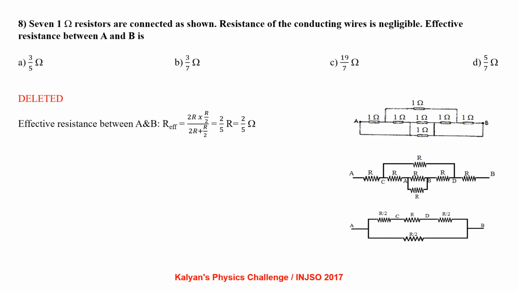7 1 ohm resistors are connected as shown. Resistance of the conducting wires is negligible. Effective resistance between A and B is?